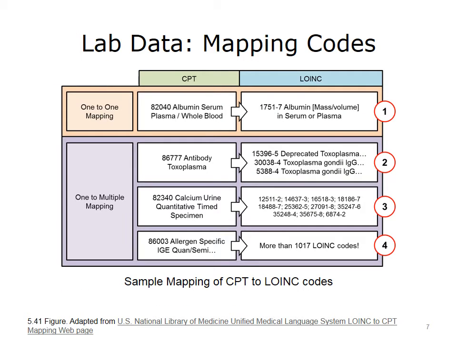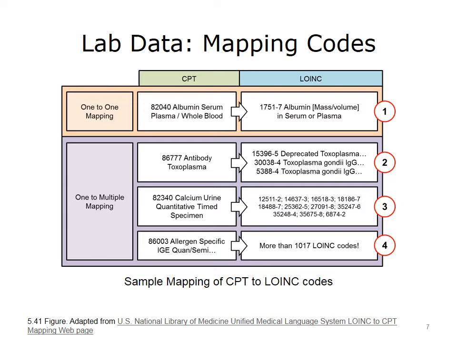This diagram depicts the challenges of mapping the CPT lab codes to LOINC lab codes. As shown, there are cases of one-to-one matching. However, in most cases, one CPT code maps to more than one LOINC code. The first row of the diagram shows a one-to-one matching between CPT code 82040 with the LOINC code 1751-7.